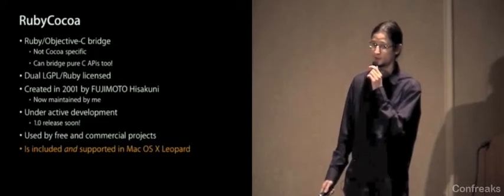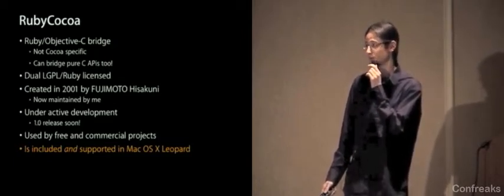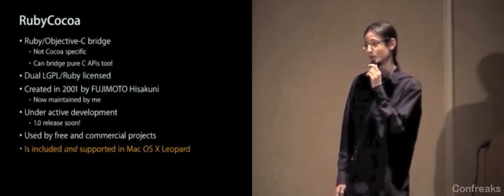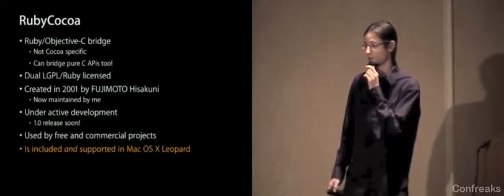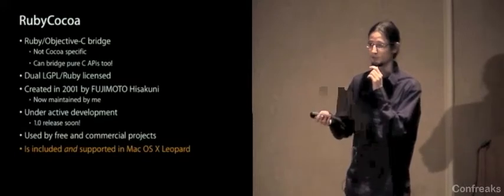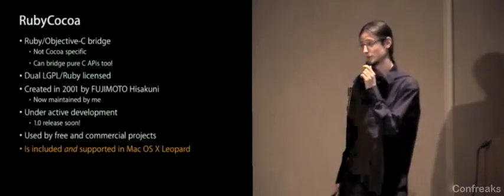RubyCocoa is not a young project. It was created in 2001 by Fujimoto Hisakuni, who is not here, unfortunately. And I'm now the official maintainer of RubyCocoa. And for a few years, it was more or less dead. And now the project is very active. We have 6 or 7 active developers.